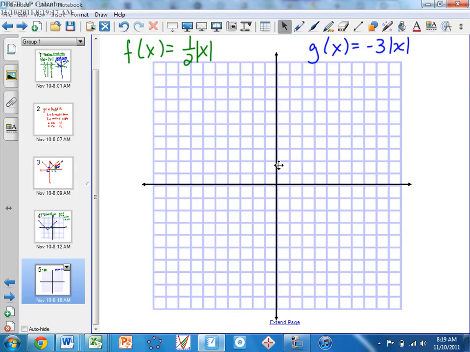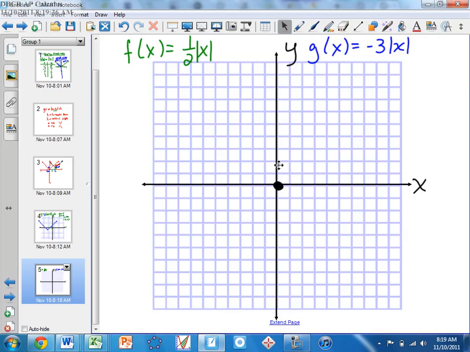So in this case, I can already start by putting my vertex for f of x right here. And I want to put my vertex for g of x. Well, it's also right here. So there's no problem with this one. I don't have to move anywhere. Now, the thing that I do have to look at is my slope.